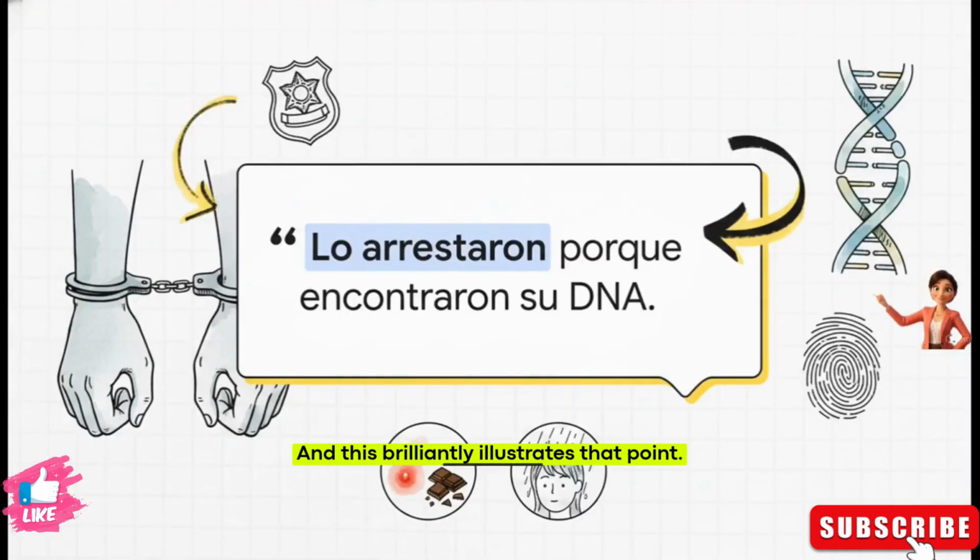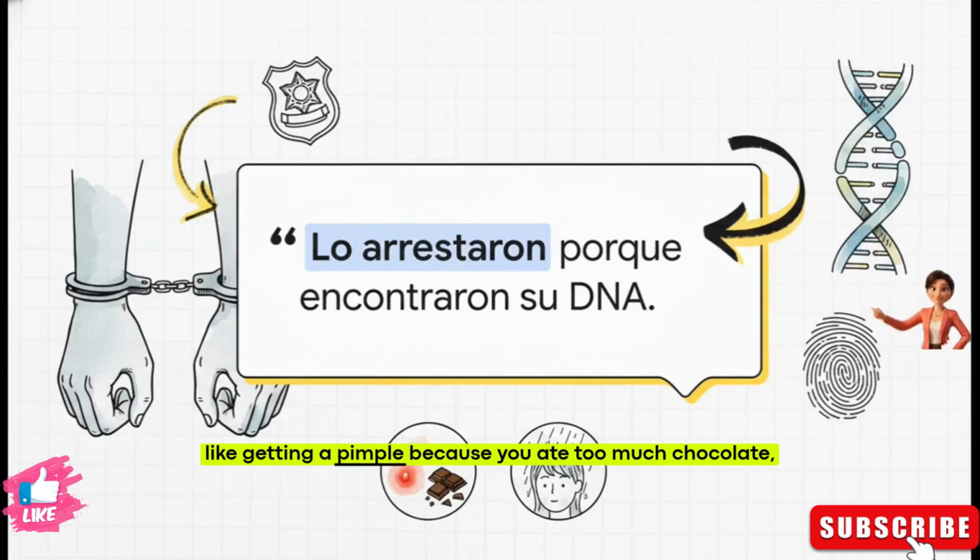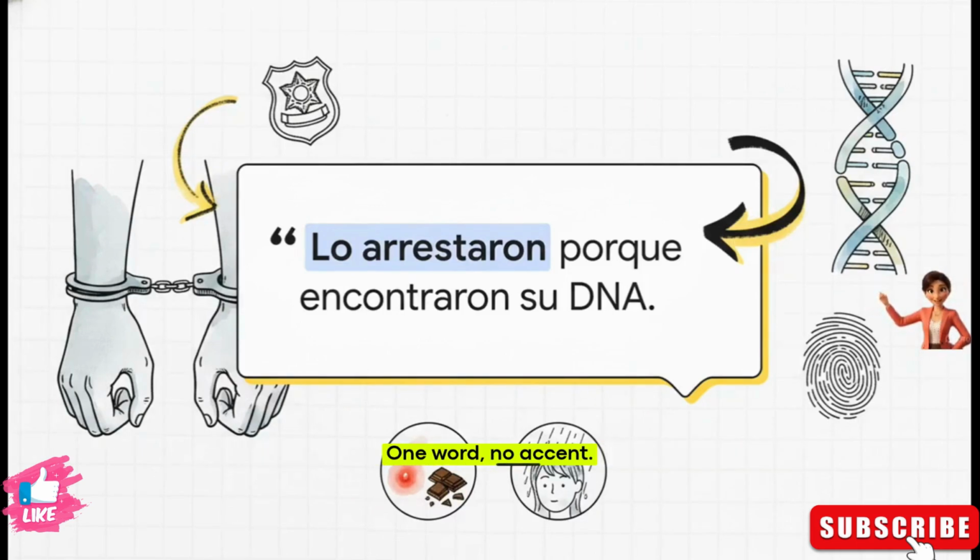And this brilliantly illustrates that point. Our source provides this totally cinematic example. Lo arrestaron porque encontraron su DNA en la escena del crimen. They arrested him because they found his DNA at the crime scene. There's a super clear cause here, finding the DNA, and a direct effect, the arrest. But you can use it for minor everyday things too, like getting a pimple because you ate too much chocolate, or getting your hair wet because it was raining. Cause, effect. One word, no accent.